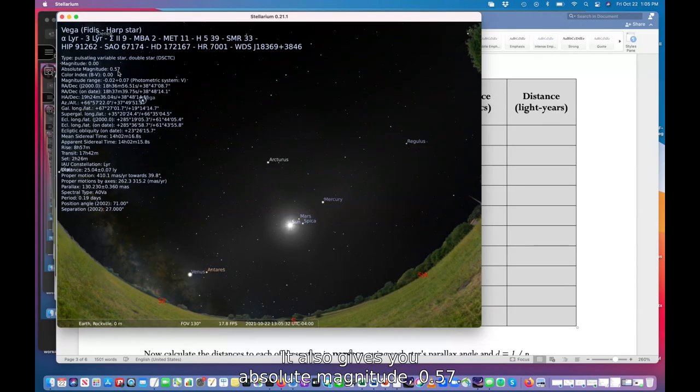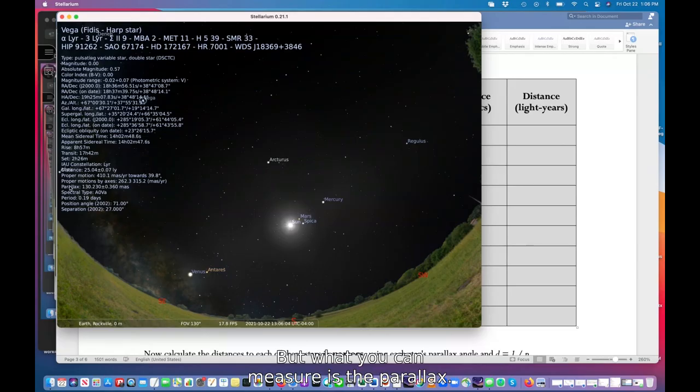It also gives you an absolute magnitude of 0.57. However, this is not what you will use. Okay, you will pretend you don't know this, because we are first making observations. We measure what we know, which is apparent magnitude. You, of course, as an astronomer, cannot measure absolute magnitude. That has to be calculated, right? It also gives you a distance of 25 light years. You also need to pretend that you do not know that right away.